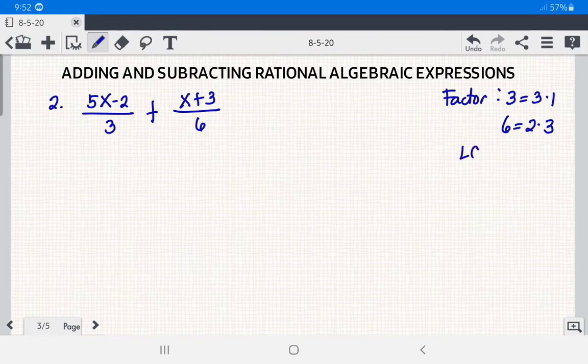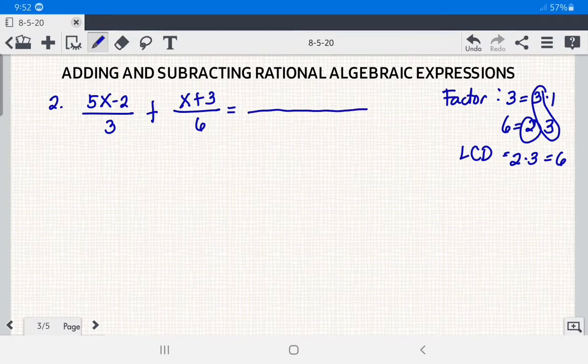So, as you can see, if we're going to get the LCD, the common factor here is 3, right? And then, we have a unique factor, which is 2. So, we have 2 times 3, that is 6. Okay? So, we have here 6. The next, we're going to divide 6 by 3. So, we have 2, times 5x minus 2. We have 2 times 5x minus 2.